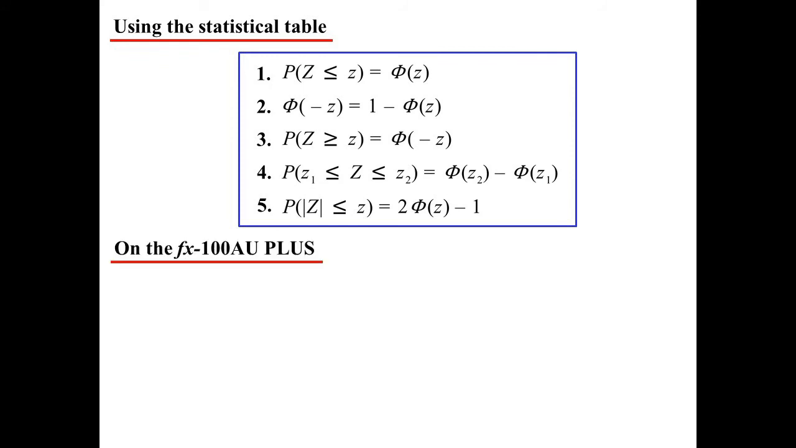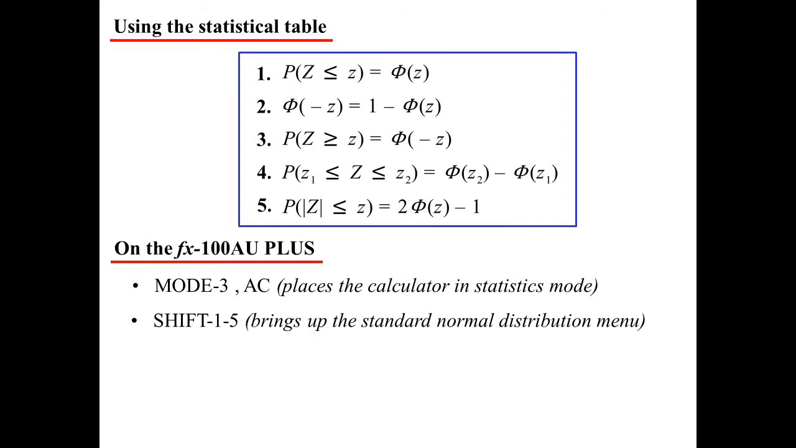Which calculator do you have? Now becomes the question. If you have a 100 AU plus, mode 3, of course, put your calculator into statistics mode. Shift 1 5. So you get Shift 1 5. That should bring up the standard normal distribution menu. You'll see some letters there. P, Q, R. There's another one there that we don't tend to use.